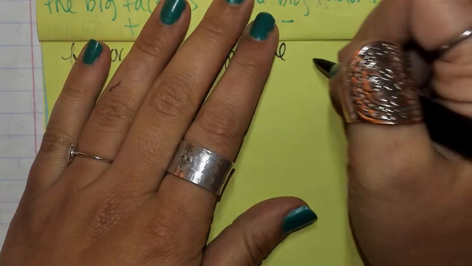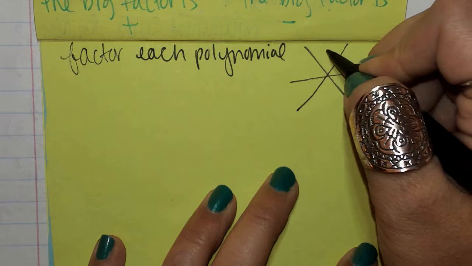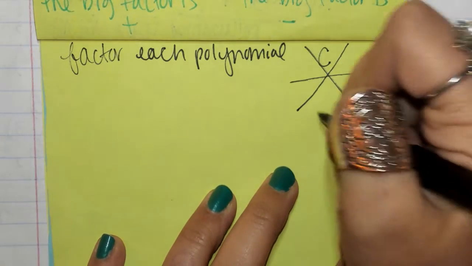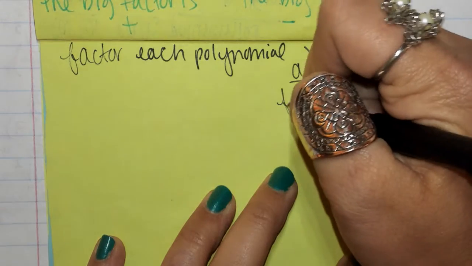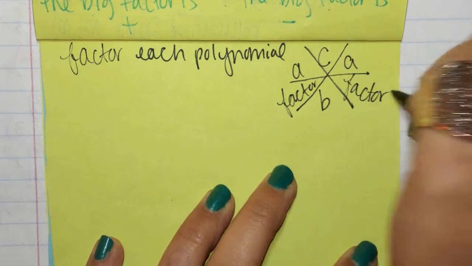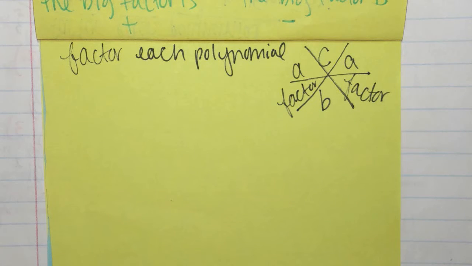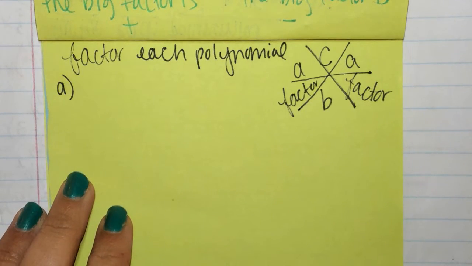Okay. All right, so our star method this time, we'll just have a C up top because A is 1, B on bottom, A, which is 1, and then still your factors here and here. So it's still the same thing, and you can also still multiply A times C, but what's 1 times anything? The same number. Yeah. All right, are we ready?